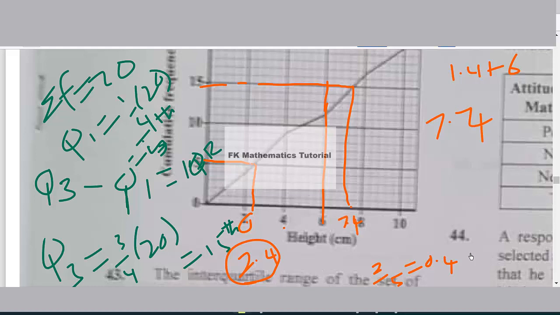So the interquartile range will be the difference between 7.4 minus 2.4, and that will be equal to 5. So it means that the interquartile range is 5.0 centimeters.